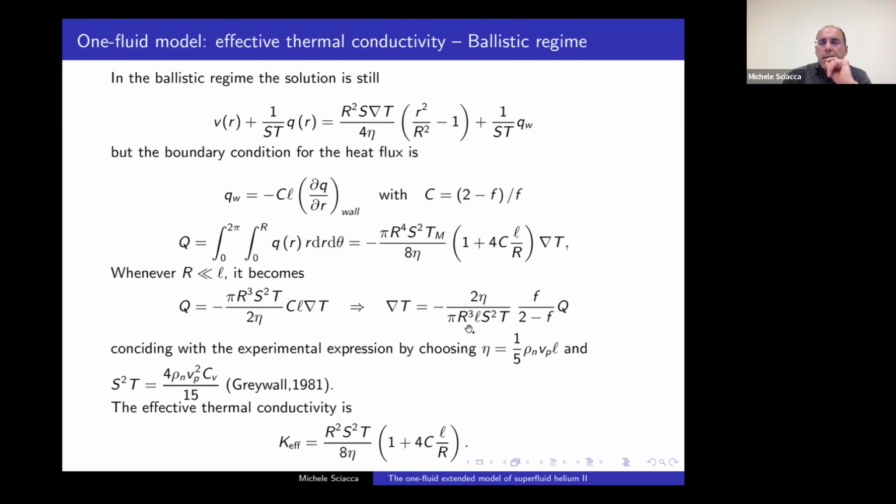And the expression can be found very easily if you define that eta is equal to this expression, where L, I repeat, is the mean free path of heat carriers, the phonon practically, the velocity of the phonon, the density of the normal component, and here the R squared.